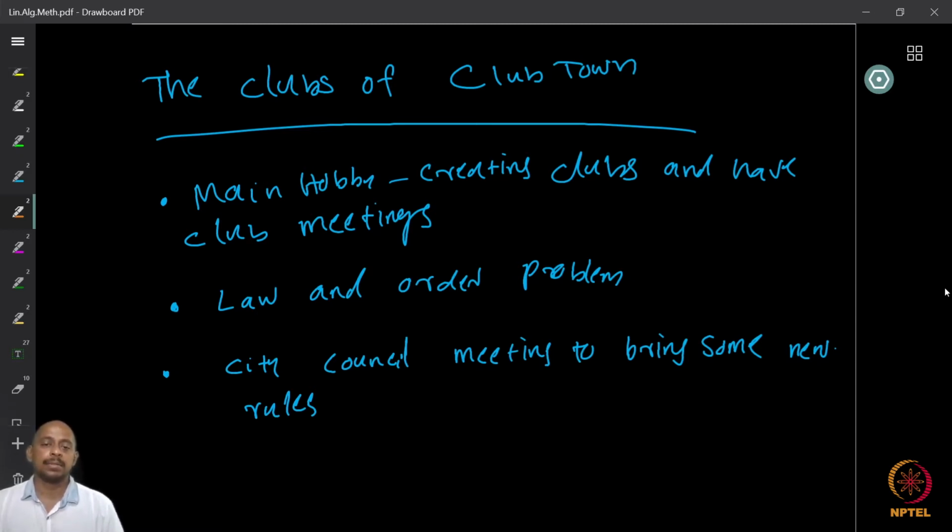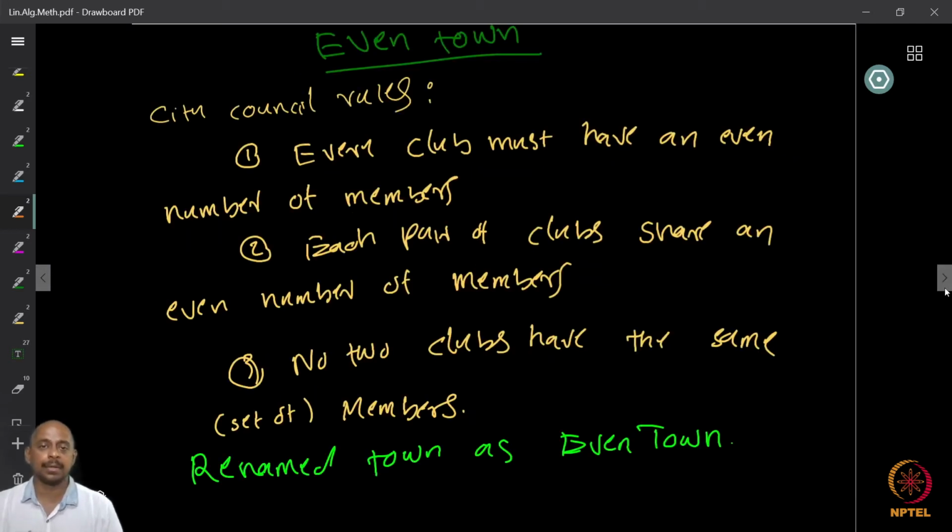So therefore there is a lot of law and order problems in the country. So the city council decided, okay, let us put in some new laws to reduce the problems with law and order. Right? So they sat together and discussed. We need to come up with some rules. Somebody suggested, okay, here is something that we can try. We will say that every club must have an even number of members. And then any two clubs must share again an even number of members.